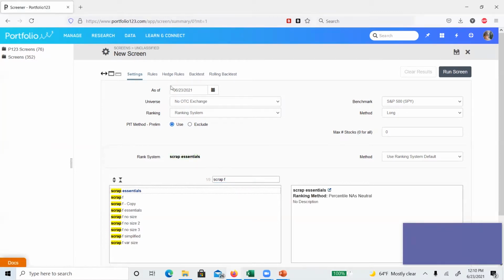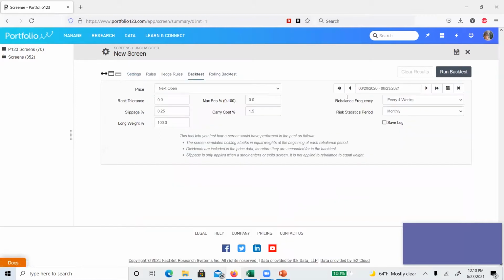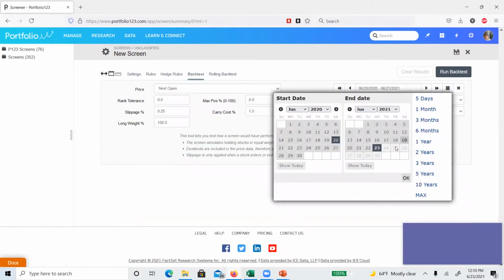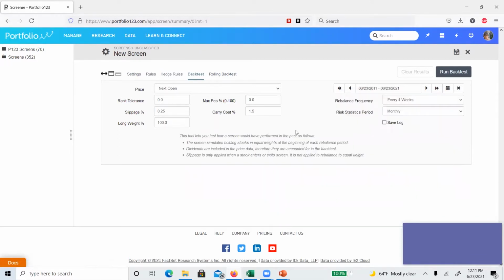Scrap essentials, and we'll have 20, let's say maybe, how about 40 stocks? And let's say no rules. We'll just backtest the screen. Maybe choose 10 years and 0.25% slippage. Seems good, and we can run a backtest like that.